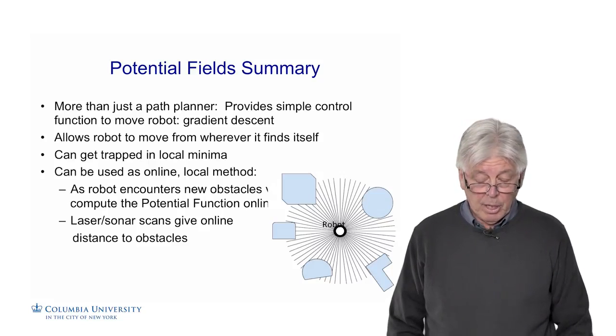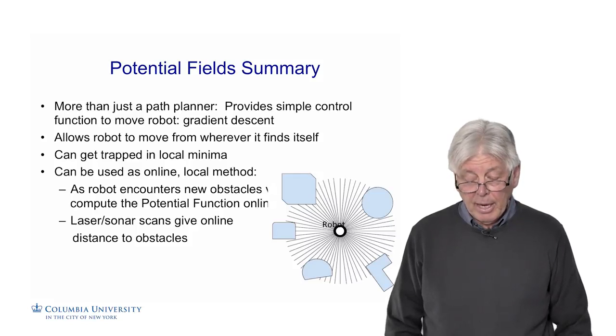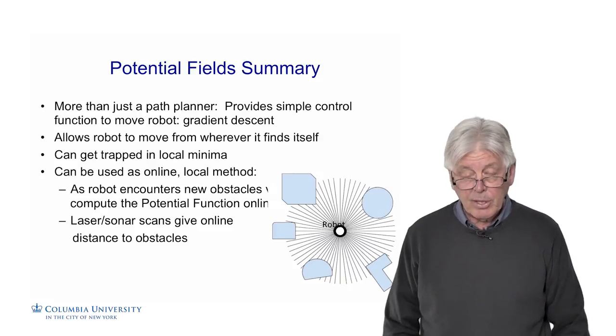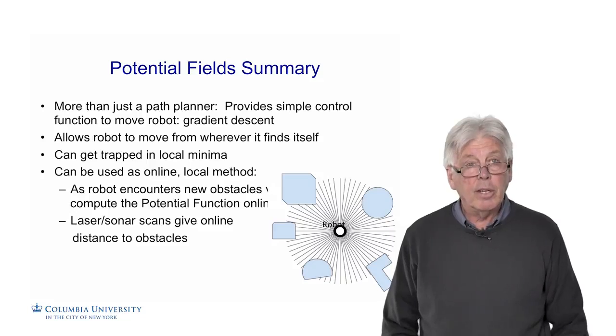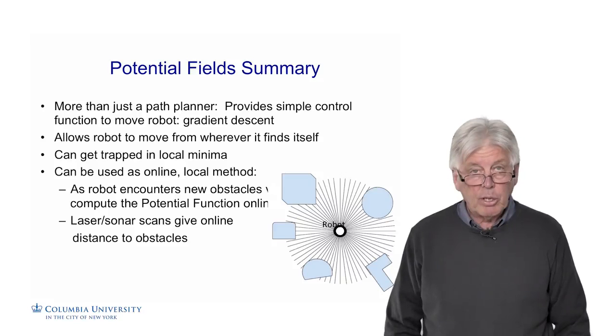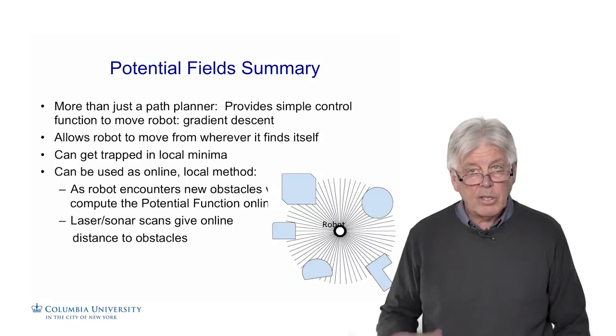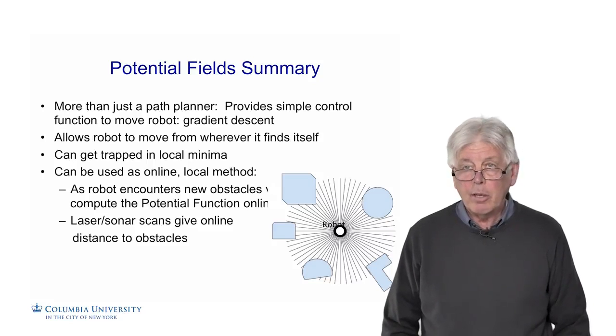So for example, you see here a robot with a laser or sonar sensor, and it's getting a 360-degree scan of the distances to its obstacles, and it can use the values of those as input to this potential function for the repelling force. It still has to know where the goal is, so that's the attractive force. But you can see how this can be done online, and even if these obstacles are moving, at each time step, you can update this and find the gradient for the best way to go.